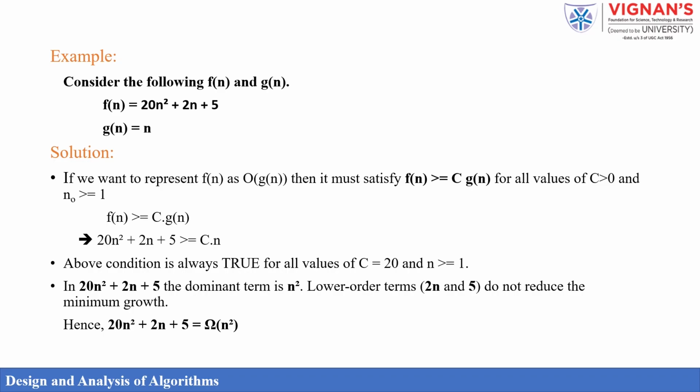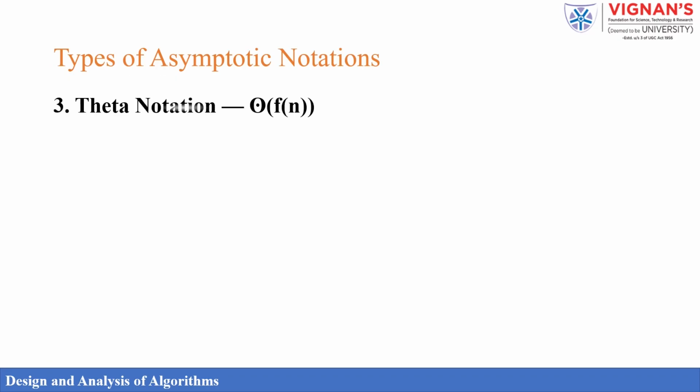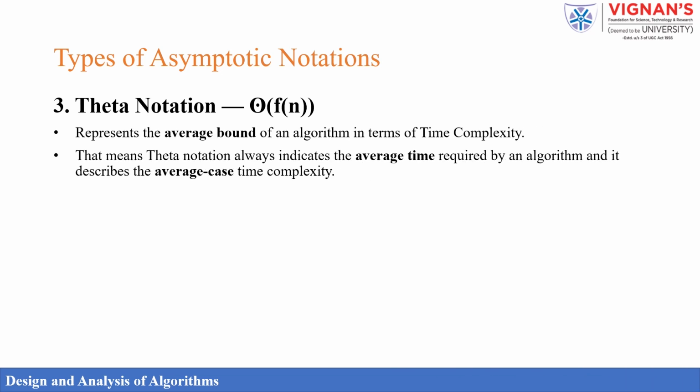Theta notation represents the average bound of running time. It indicates the average time required by an algorithm and denotes the average case scenario. Theta notation can be defined as follows.